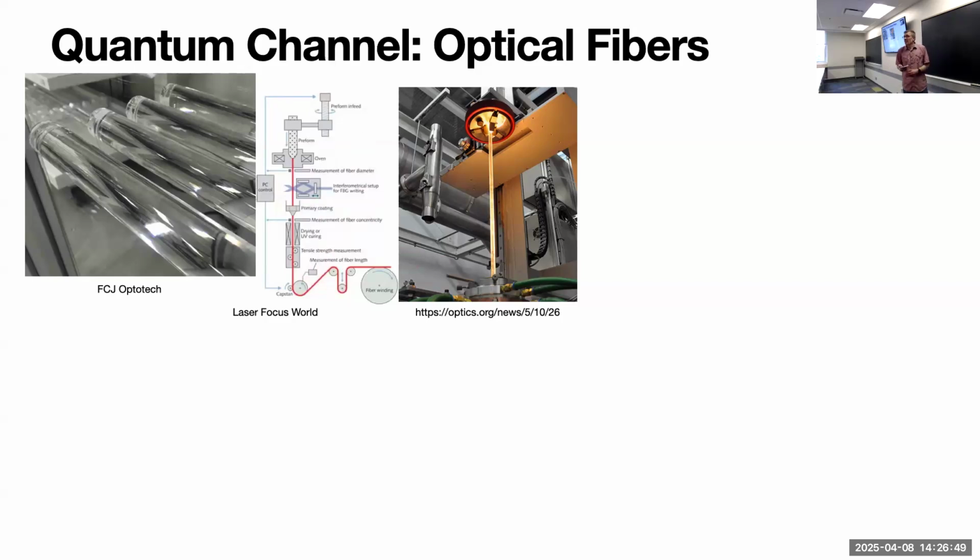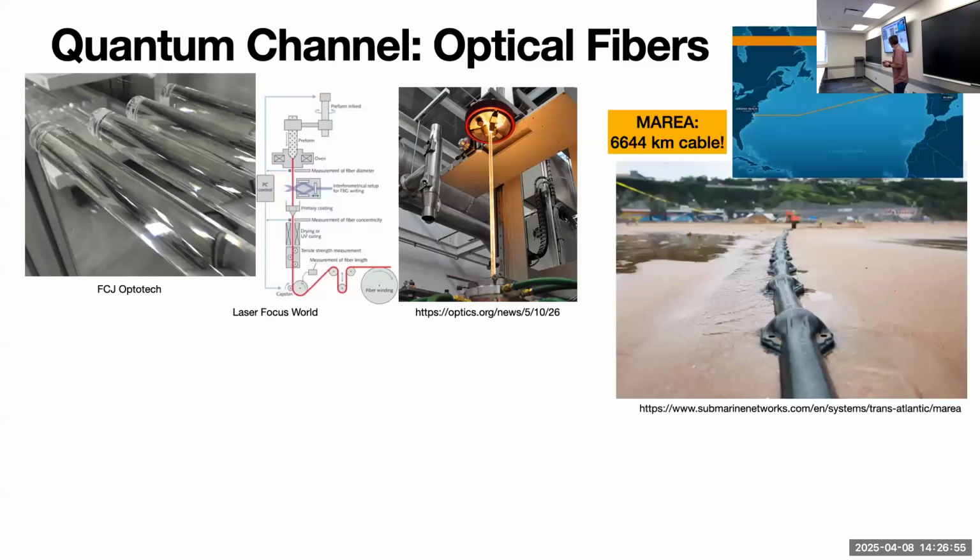communication. And the loss in this is so low that you can string together many of these fibers and have long networks. So here's a picture of Maria. I think I'm probably saying that incorrectly. It's kind of a Spanish word for tide. That links Huntington Beach in the US to Bilbao in Spain. And it's over 6,500 kilometers of optical fiber that goes through the ocean here.